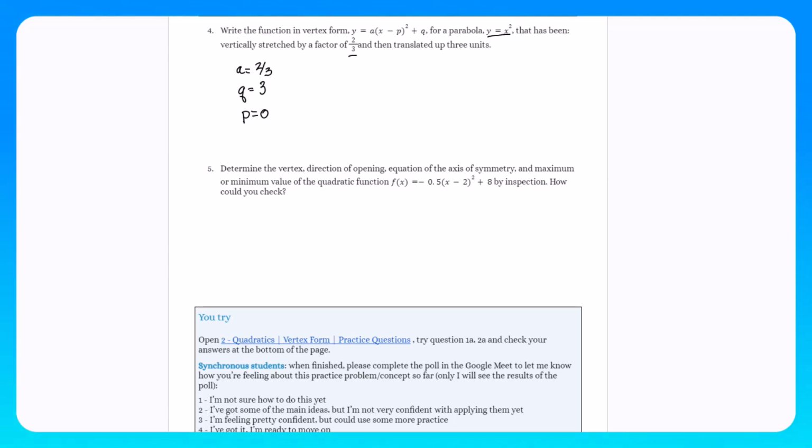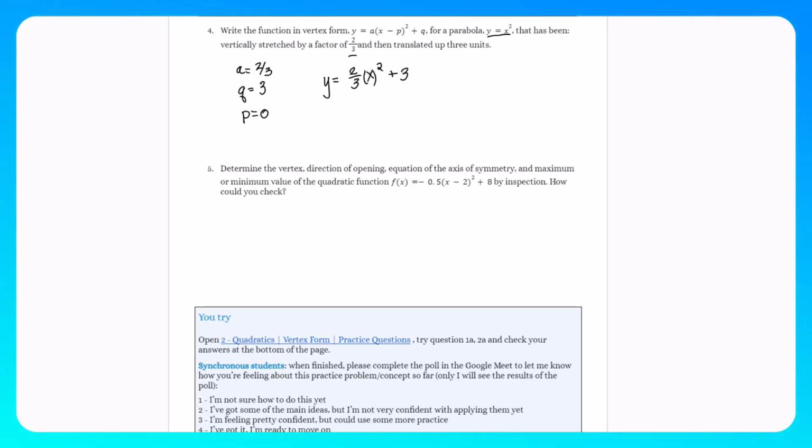Now, putting this all together, we can have y equals 2/3 x, well, we don't have a p-value, so we actually don't even need to put this in brackets anymore. We can say x squared plus 3. We could also write this a little bit of a different way with the brackets in there, but again, it's not necessary for this question.